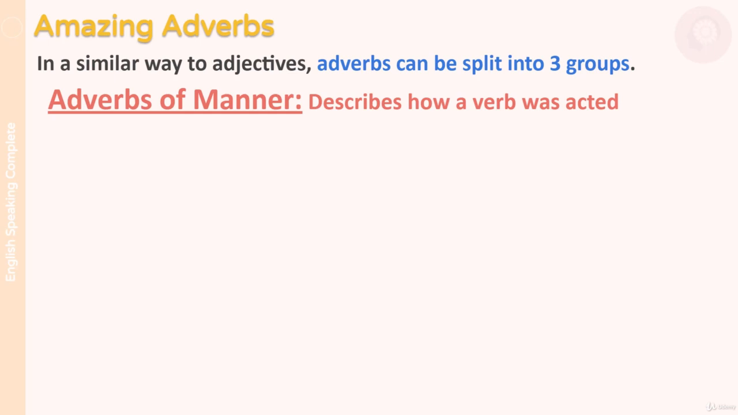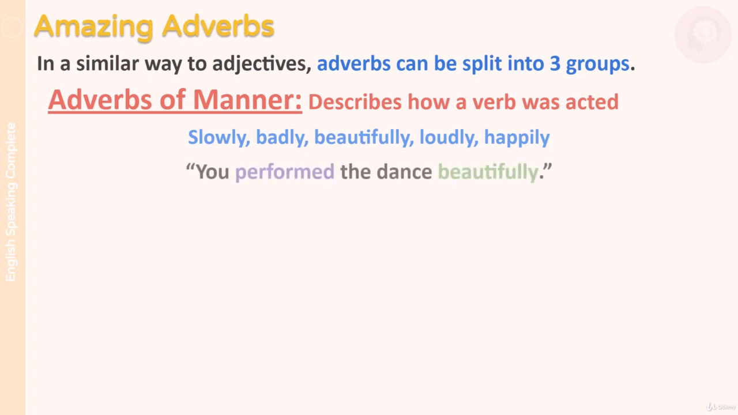Adverbs of manner. So this describes how a verb was acted. This is pretty much what people always define adverbs as. This is the first thought of what an adverb is. Slowly, badly, beautifully, loudly, happily. You performed the dance beautifully. In purple, we have our past tense verb, performed, and in green, our adverb, which modifies performed. It gives extra information. Beautifully, performed beautifully.